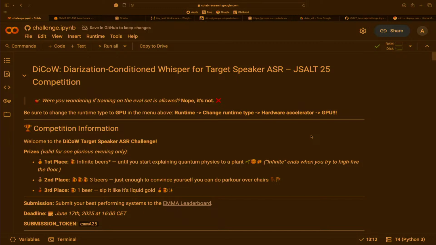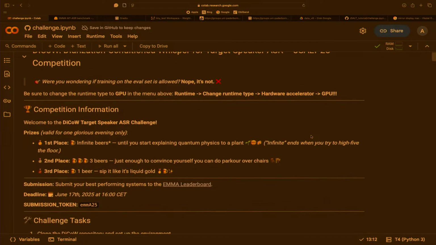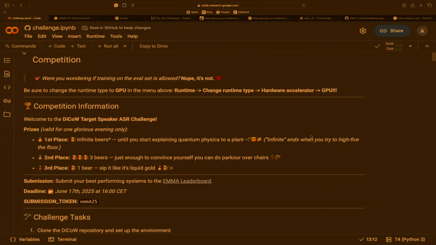So the competition info. Here are the prizes. There will be 3 places, and there will be a leaderboard, which I will show you later. Basically, the first place would get an infinite amount of beers for one evening. So try hard. Then for the second place, we have 3 beers, and for the third place, we have 1 beer.